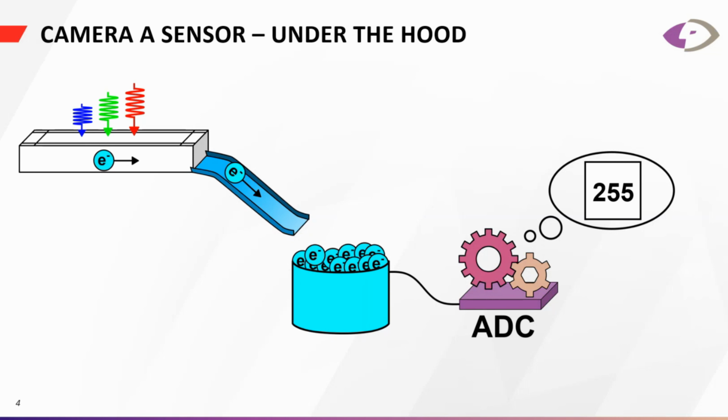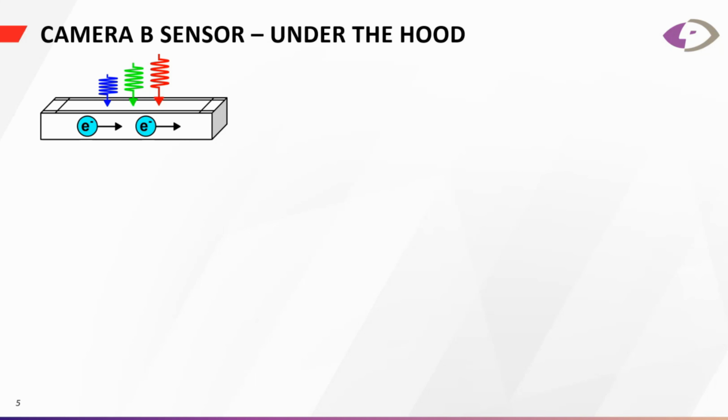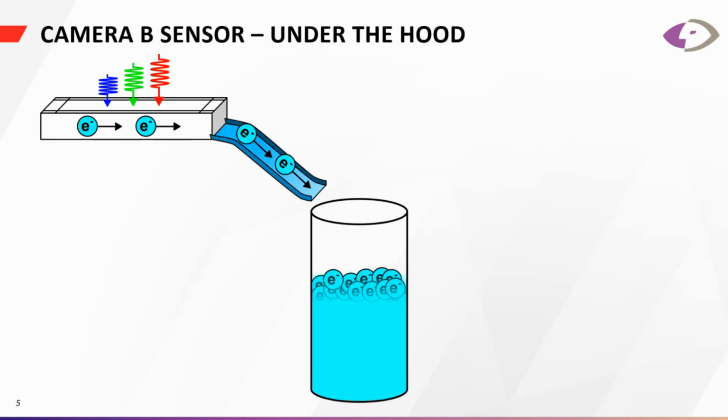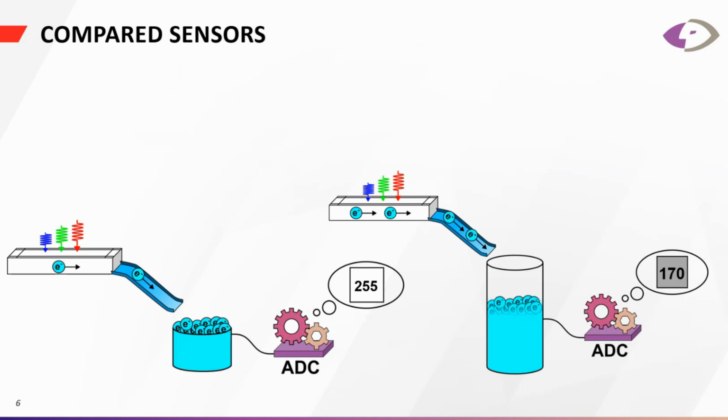And that's camera A. Now for camera B, what's going on under the hood? For the same 3 photons incident on your pixel, it generates 2 electrons. These electrons move down into the well, and you'll see here that the well is not at saturation. It's not at full capacity. So your analog to digital converter, your ADC, measures this as 170, a gray value. So not dark, but not completely saturated. So comparing these two sensors, camera A has a lower photon to electron conversion with a shallow well, and camera B has a higher photon to electron conversion and a deep well.